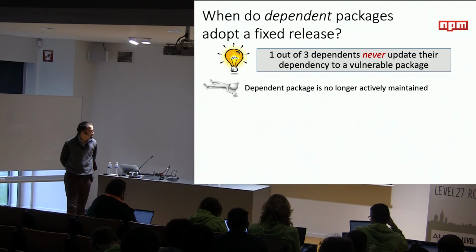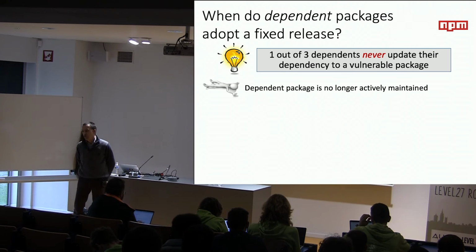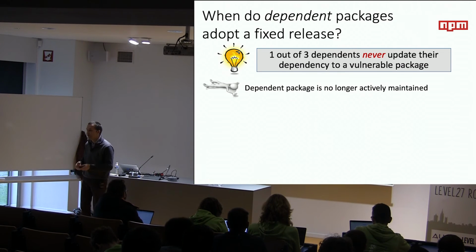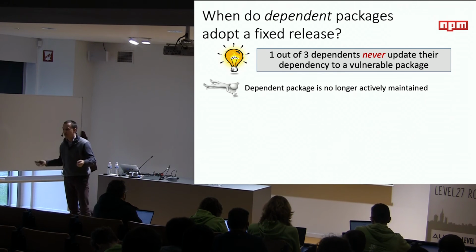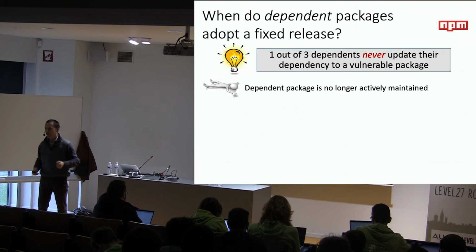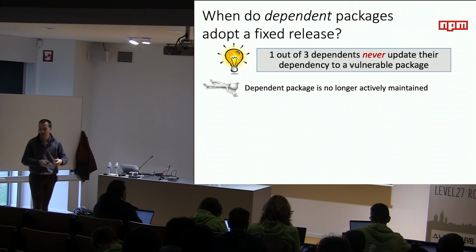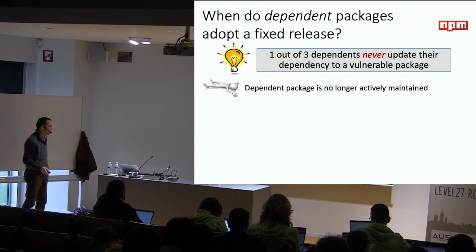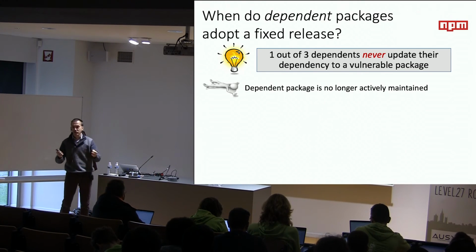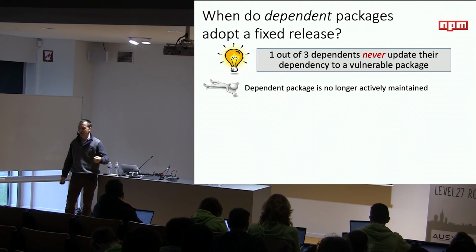One reason I already mentioned before is that dependent packages are no longer actively maintained. There is no one taking care of this package, so it's still there in the repository, but it's not being updated because there is no one there to develop it anymore. Once the package is on NPM, it's open source, it will stay there forever. Basically because of the leftpad incident, you can no longer remove packages.